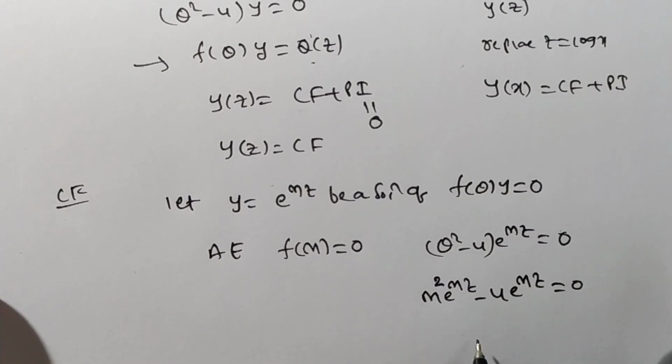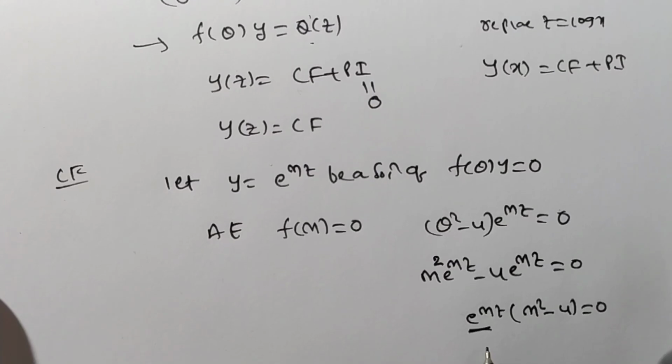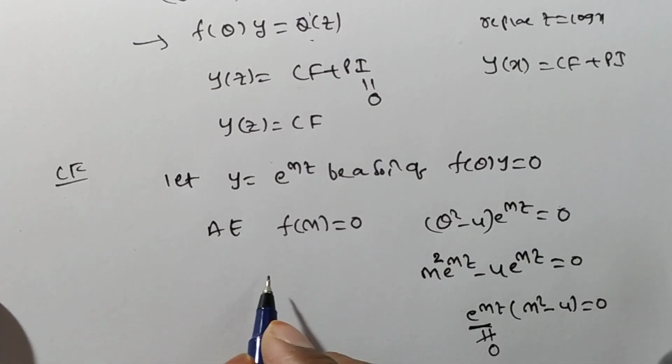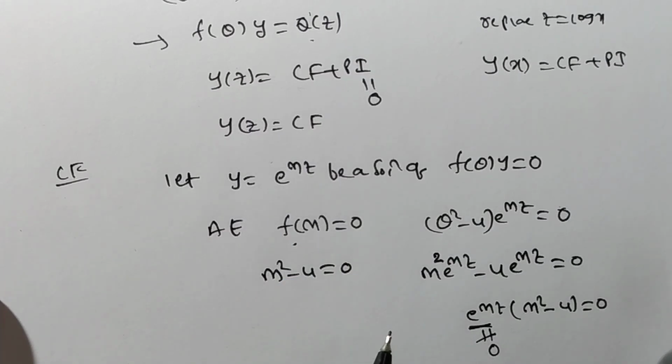From this you can take e to the power of mz as common. If you take e power mz common, m square minus 4 is equal to 0. So in this case, the product of two functions is equal to 0 means any one of them is 0 or both will be 0. So here e power mz is never 0. So only m square minus 4 is equal to 0. So that m square minus 4 is called the auxiliary equation. We are denoting it with f of m is equal to 0.